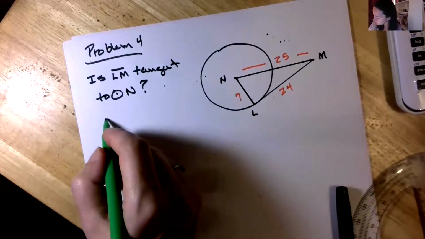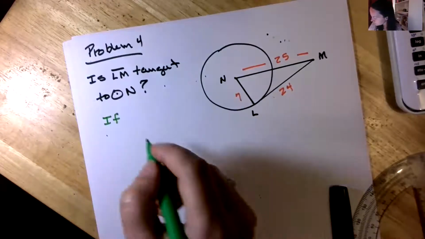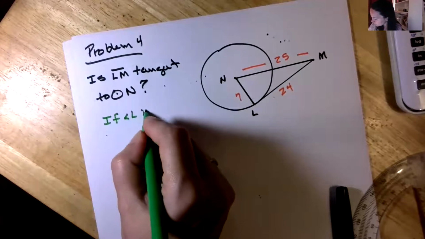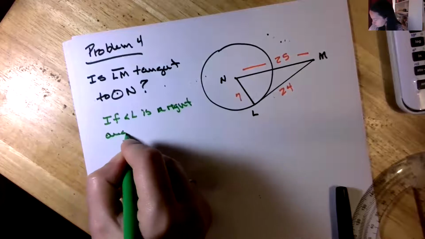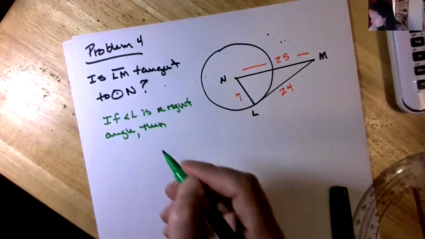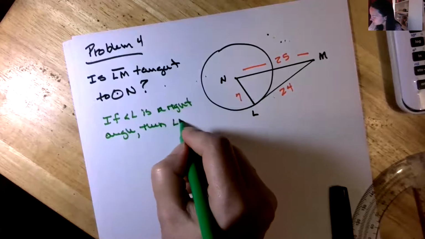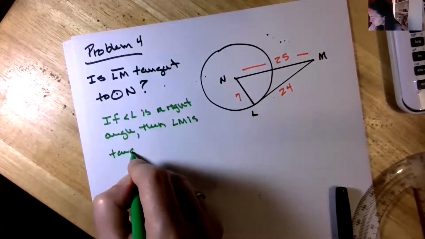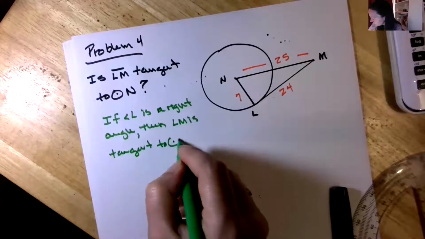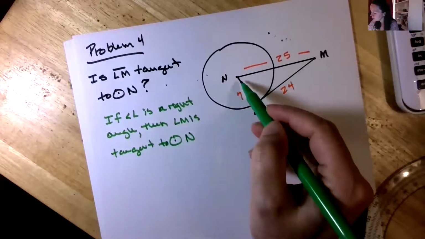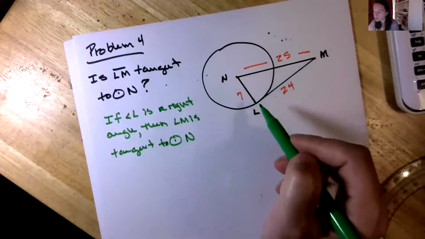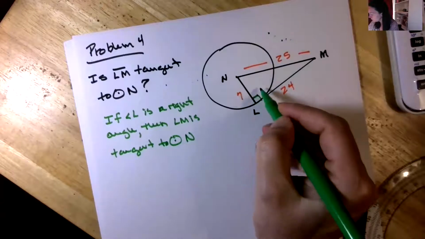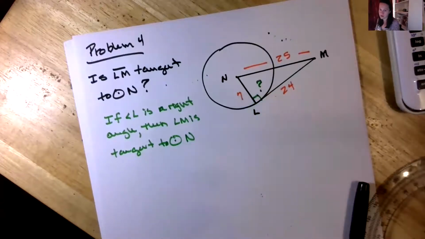So, if angle L is a right angle, then I think we can say that yes, LM is tangent to circle N. Because remember, that means that the radius is perpendicular to this segment, which means it would have to be a tangent. So we want to know, is that a right angle? Well, if it's a right angle, then the Pythagorean theorem holds.